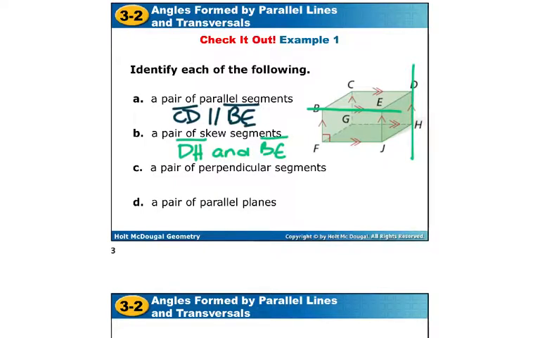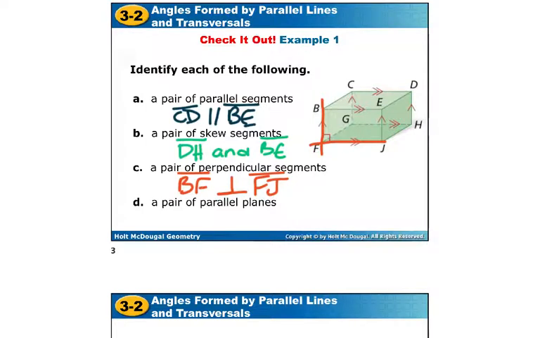Then we have a pair of perpendicular segments, so that means they're going to meet at 90 degrees. I tend to not risk it, and I just go for actually where the 90-degree symbol is, so here. So I'm going to say BF, the segment, is perpendicular, the symbol, to FJ, the segment.